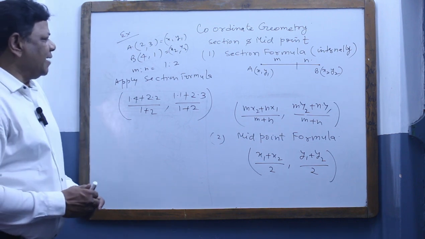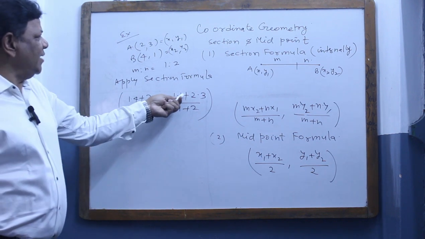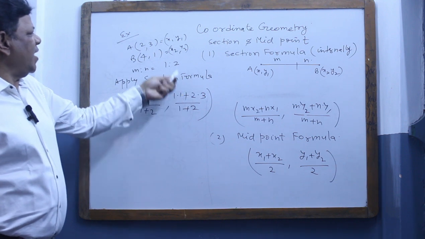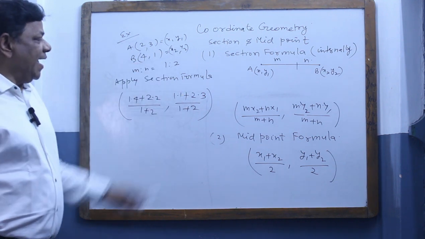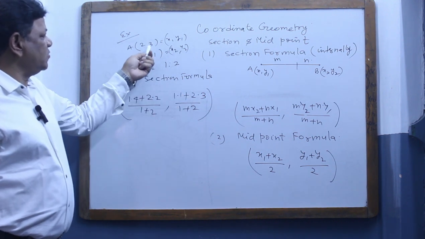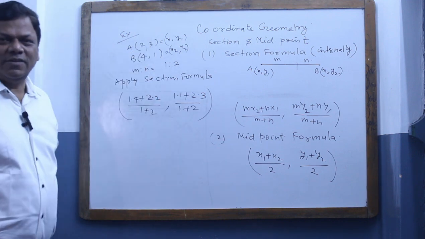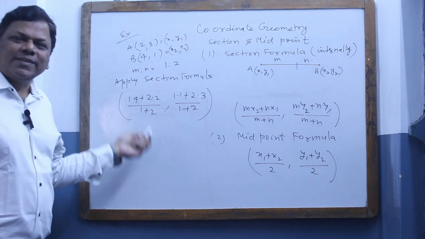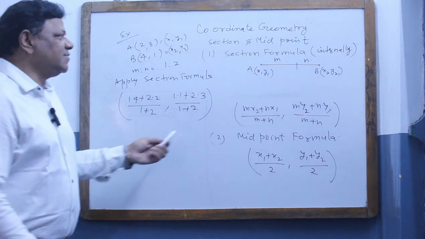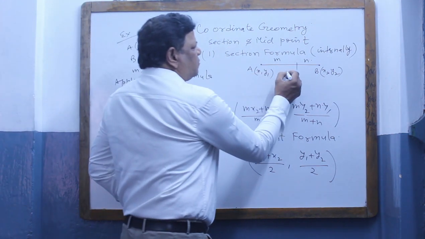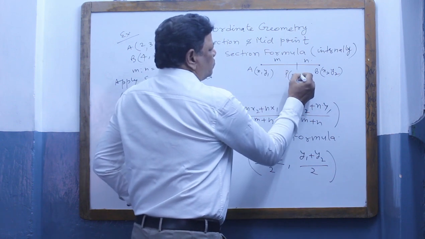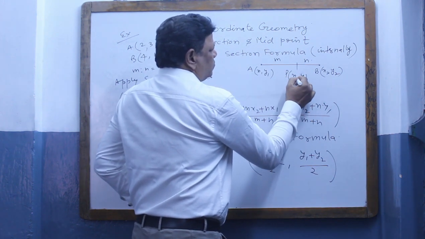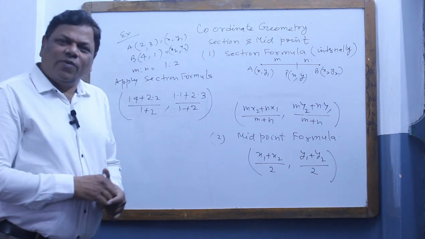So m is 1, y2 is 1, n is 2 and y1 is 3. Do you understand, children? So I have to solve this. Whatever coordinate comes, that is the coordinate of this point, say P(x, y). Okay? You will get this.